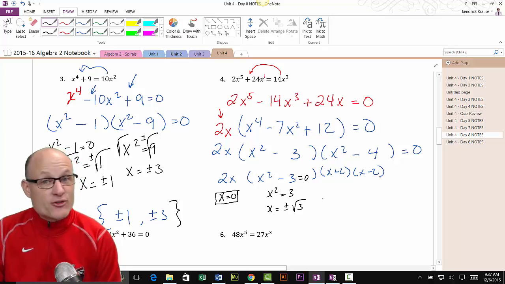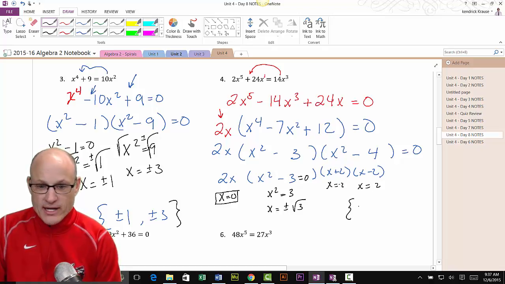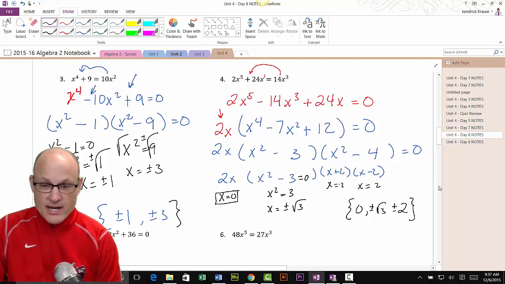Now, this time there's no i because I didn't have a negative. And this is x equals 2, negative 2. And this is x equals positive 2. Curly brackets, 0, plus or minus radical 3, plus or minus 2. And I'm okay with plus or minus.